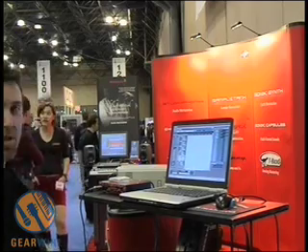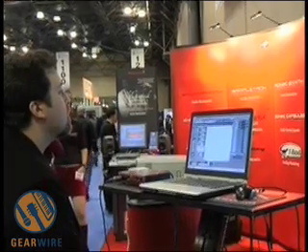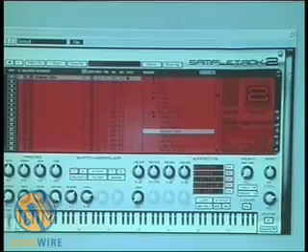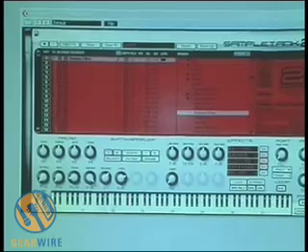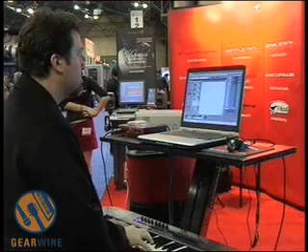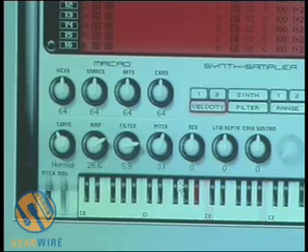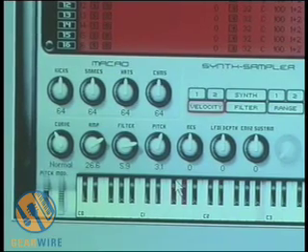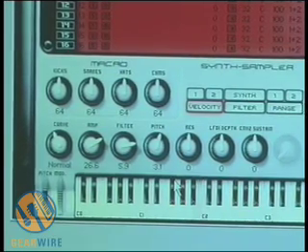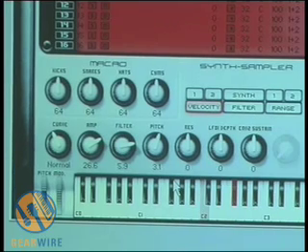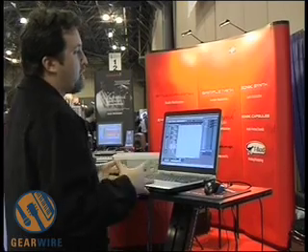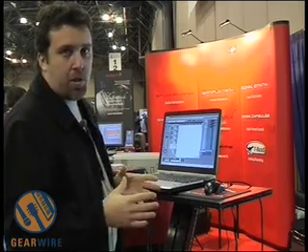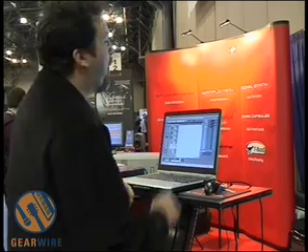Here we have SampleTank 2.1. That's my usual SampleTank. I just love SampleTank. It's the same overall sample workstation. I got Miroslav on the brain.